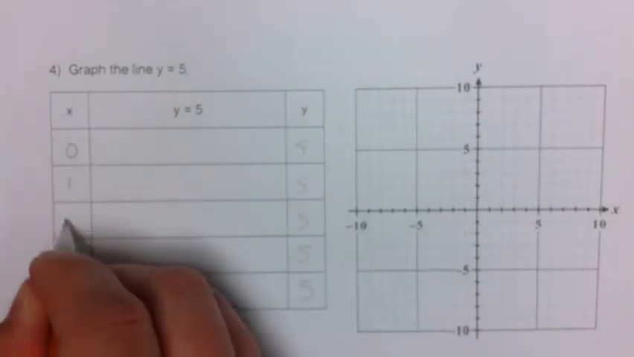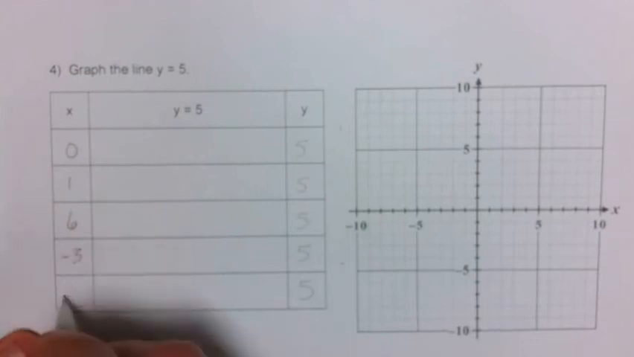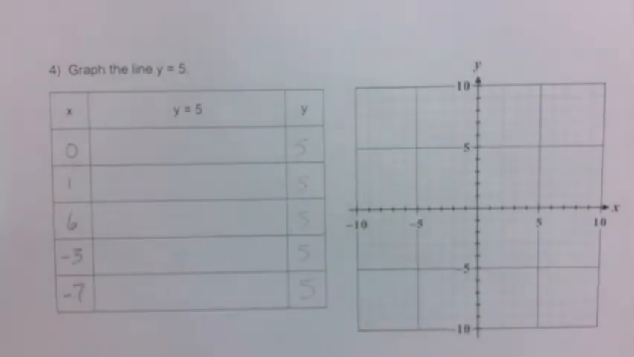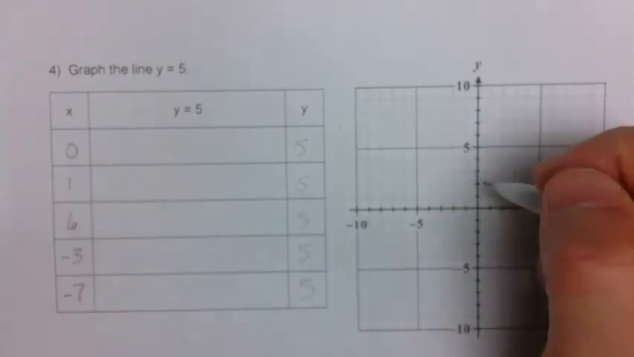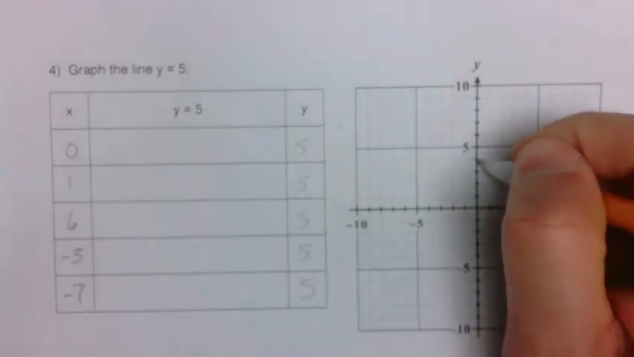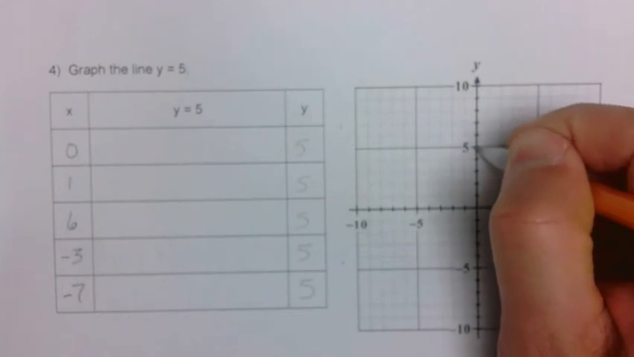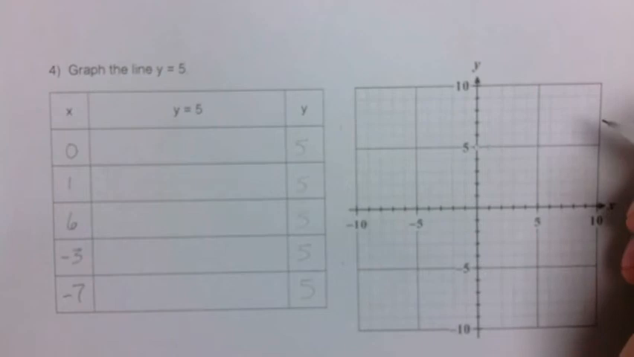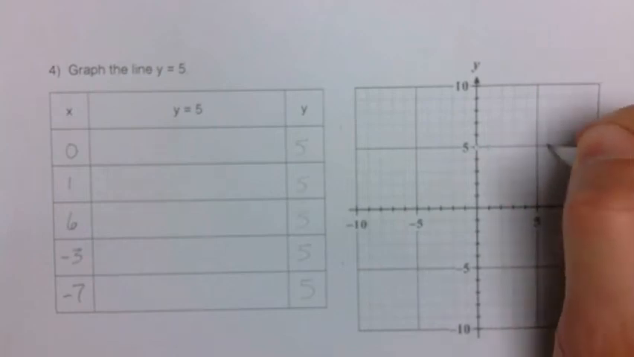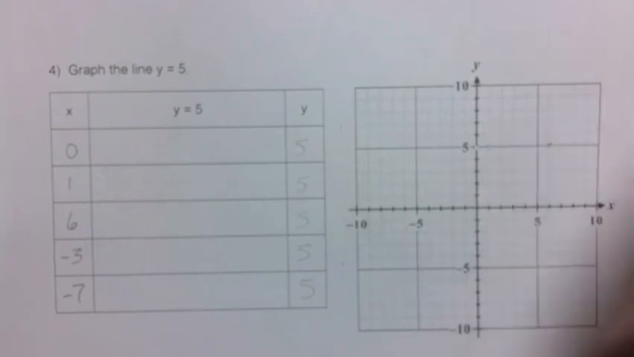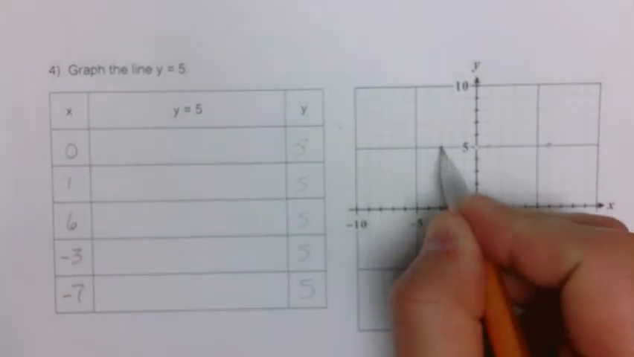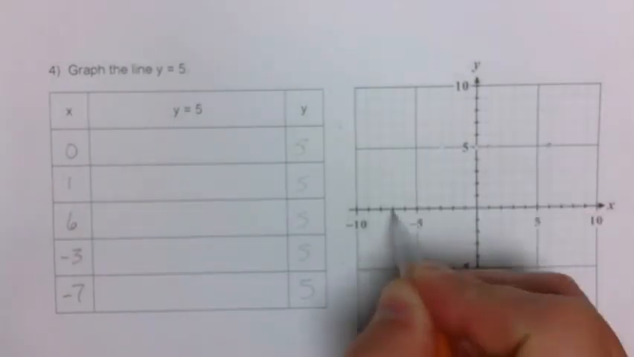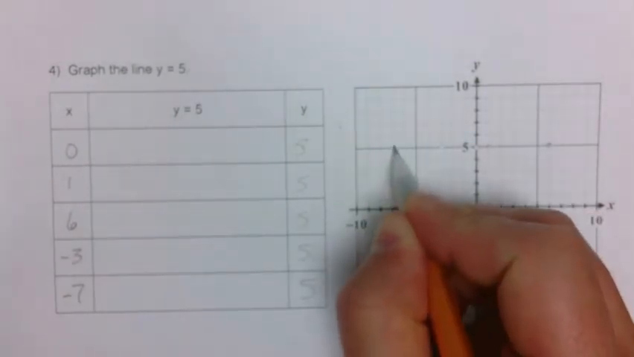0, 1, 6, -3, -7. Okay, no work to be done. Let's just plot our points. 0, 5. All right, 0, 1, 2, 3, 4, 5. Straight up, there we go. 1, 5 is just one more unit over to the right. 6, 5 is going to be right here. Negative 3, 5 is right here. And negative 7, 5 would be right here.